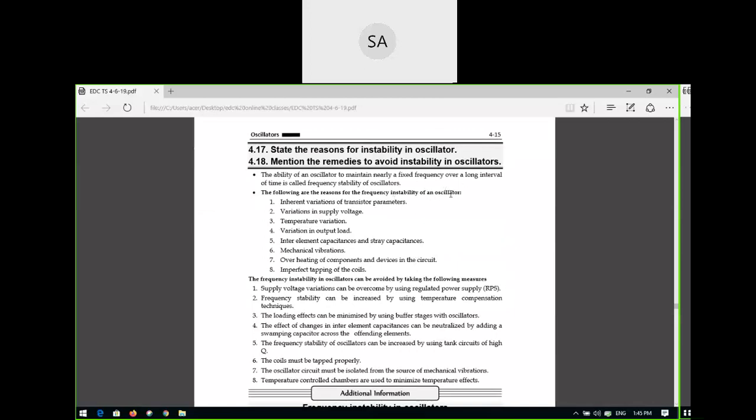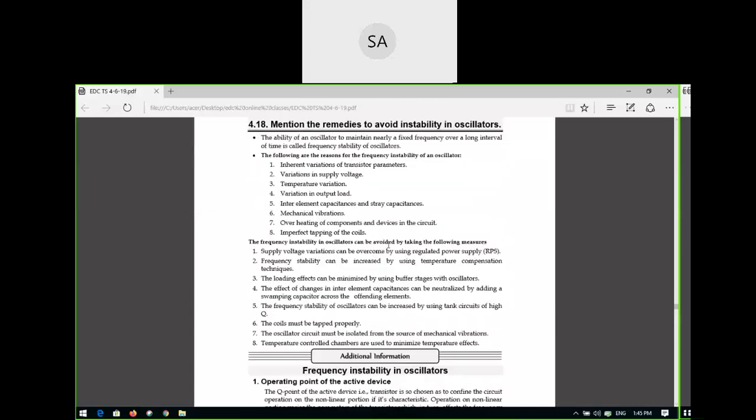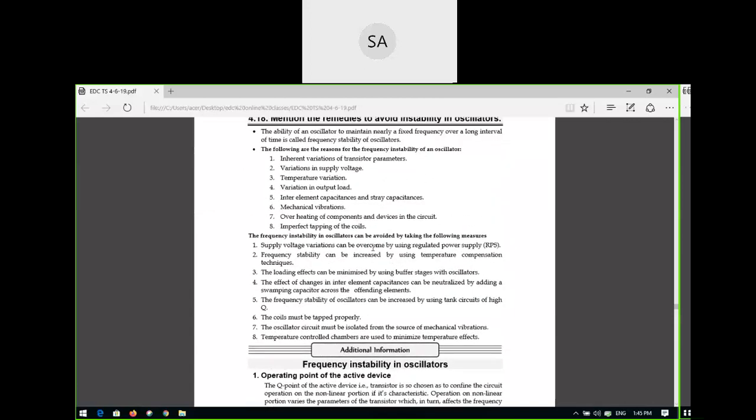And what are the reasons for instability in oscillators, and how to avoid the instability in oscillations? Sustained oscillation means you are getting a constant amplitude and constant frequency in a regular pattern. But in most oscillators you get frequencies which are fluctuating. There are some major reasons for these fluctuations. So what are the reasons, and how to avoid those fluctuations? That is what we talk about in this topic.